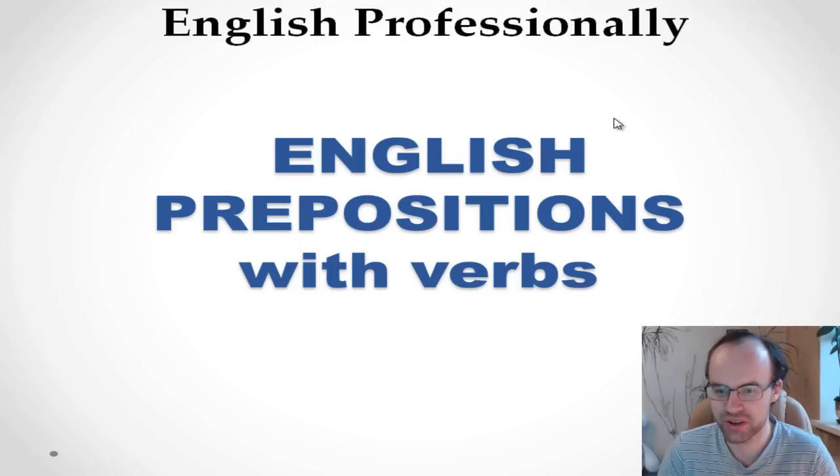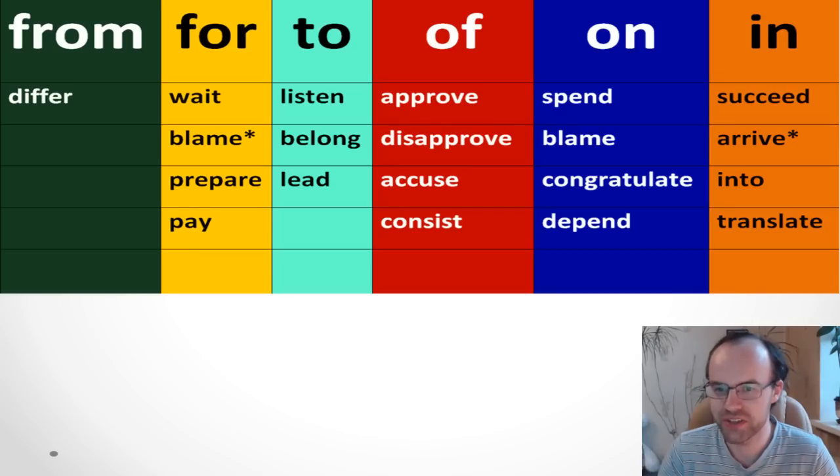I know that lots of students have lots of problems with English prepositions, and this video is for you: English prepositions with verbs. Basically, you just need to know this information to speak English correctly and fluently, if it comes to these kinds of prepositions. Alright? Good. So if you have the verb differ, we use it with from. For example, his opinion differs from mine.